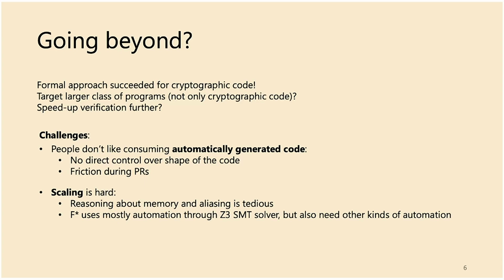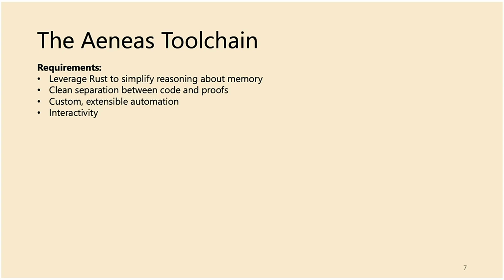And finally, the F* proof-oriented language mostly relies on discharging proof obligations to SMT solvers. It works extremely well in many situations, but for the kind of projects on which I worked, we reached the limitation of that. So in particular, there's always a moment where we need an escape hatch, we need custom automation, for example. So this led us to the Aeneas toolchain.